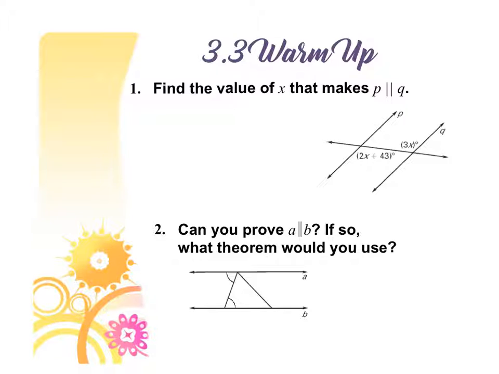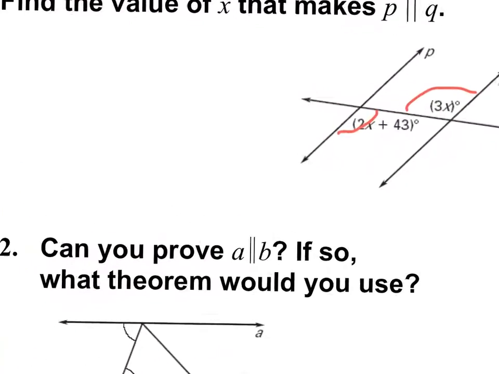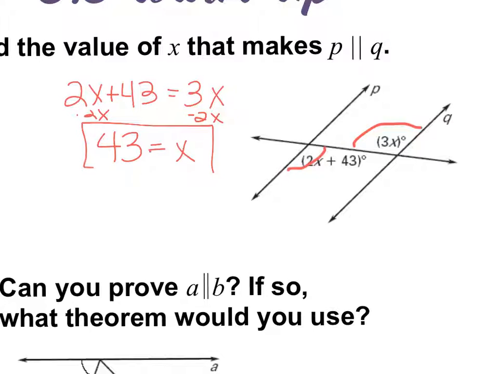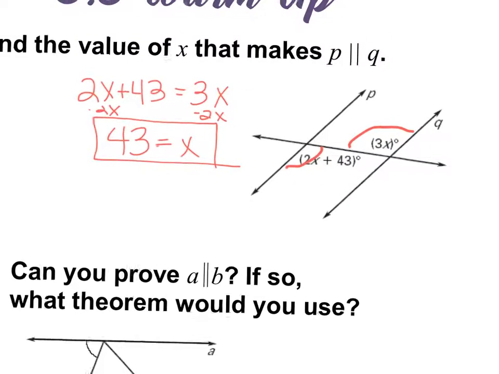So number 1 says find the value of x that makes P parallel to Q. In order for those lines to be parallel, what has to be true about those two angles? They're congruent, right? What's true about the location of this angle and this angle? Alternate interior. So alternate interior have to be congruent, which means 2x plus 43 has to equal 3x. And then subtract the 2x. 43 would equal x. So the value of x that makes those two congruent, which makes the lines parallel, would be 43.